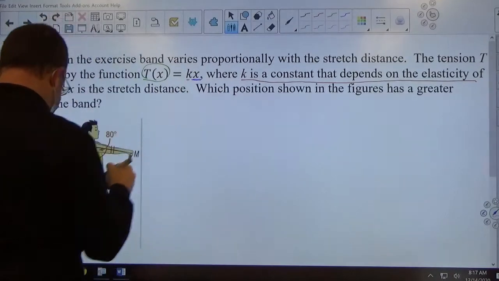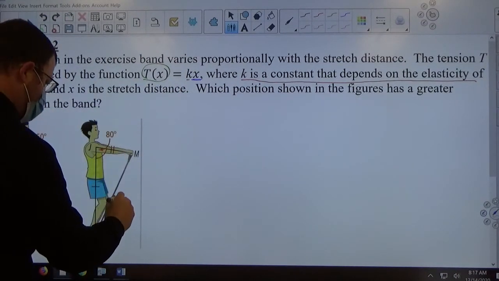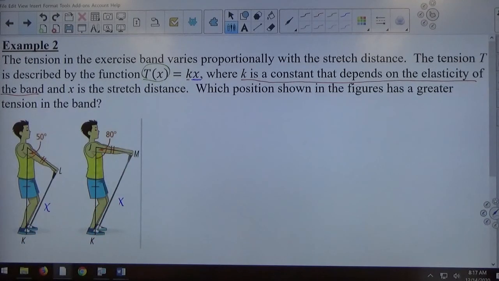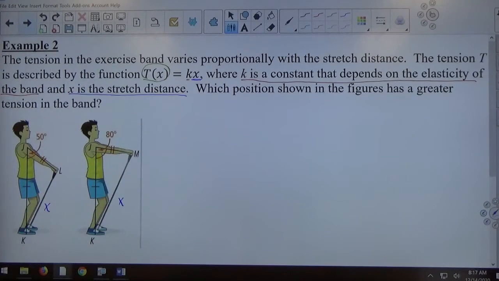The stretch distance would be how much we're stretching the band. So x is the length of KL, x is the length of KM. Now, x is changing, right? So x is a variable. When you're considering an equation that they're giving you, you should consider what values are changing, those are variable values, and what values are staying the same, those are constant values. And anytime you're asked to describe something happening, you should focus on the variables, because that's what's going to change, that's what's going to give you some different information.